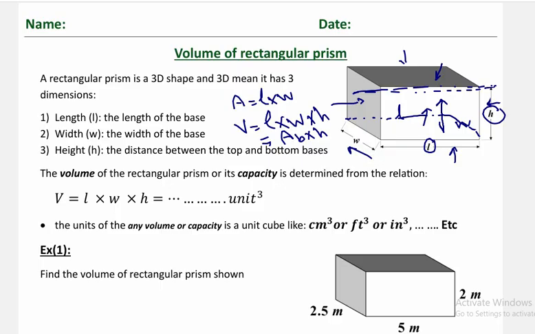Remember that the unit for area is unit square, like meter square, inch square, centimeter square, and so on. And if you look at the volume, it's area times length. So you have, for example, meter times meter square, so you have meter cube. Okay? So the unit is cubed. That's it for the first idea. Let's check an example.